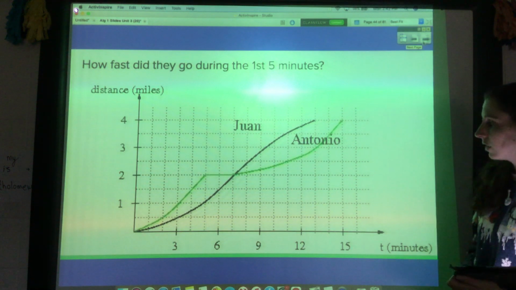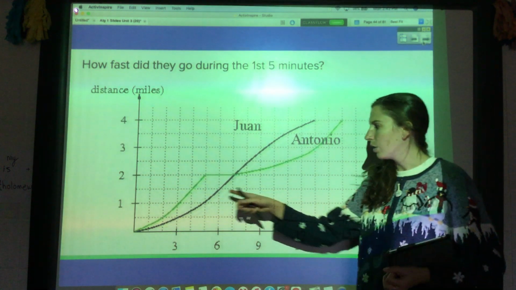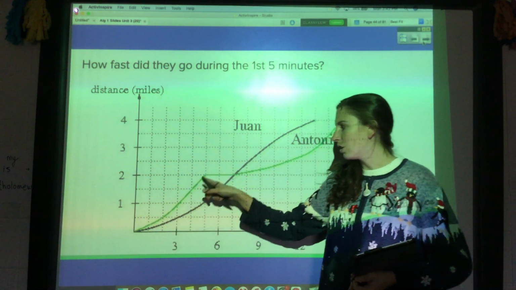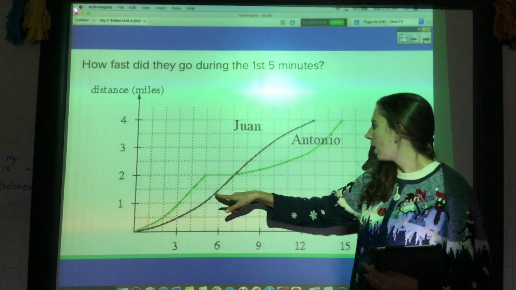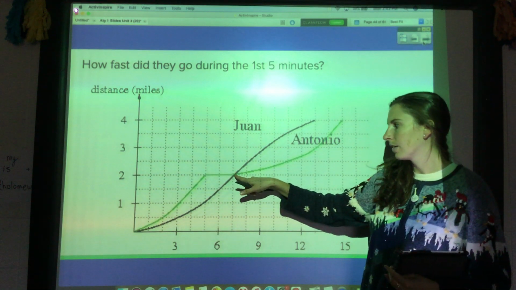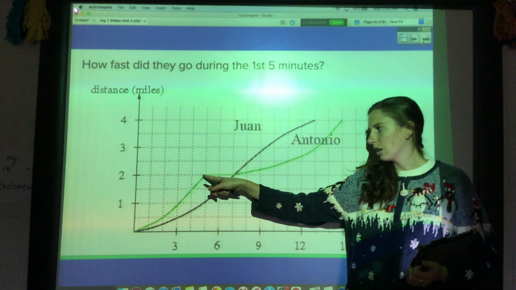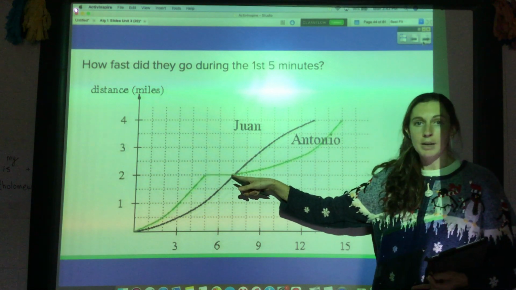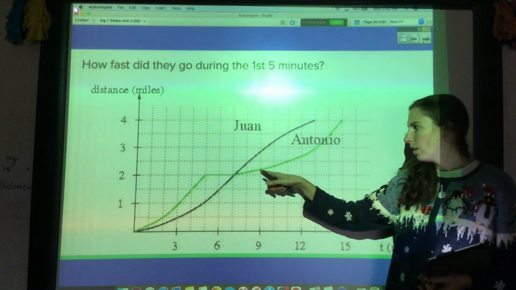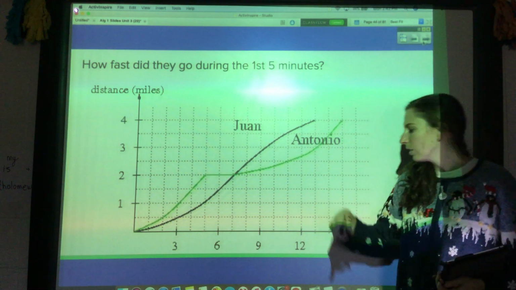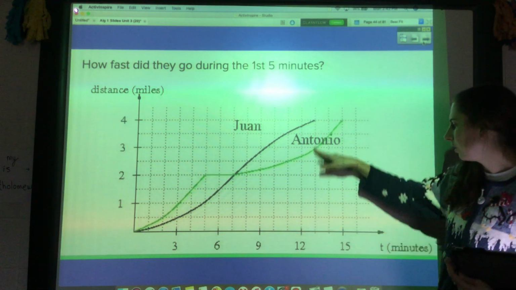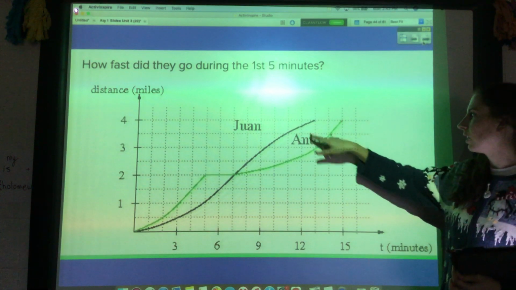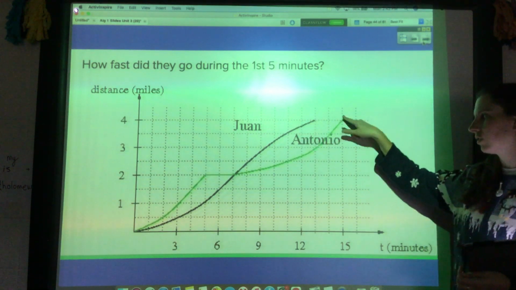Okay, so some things I notice are Antonio starts out a little faster than Juan because he gets to 2 miles before Juan gets to 2 miles right here. But it looks like Antonio took a little pause because for a couple of minutes he didn't go any miles, and then he slowly picked back up, and it looks like Juan got to 12 or 13 miles before Antonio got to 4 miles.